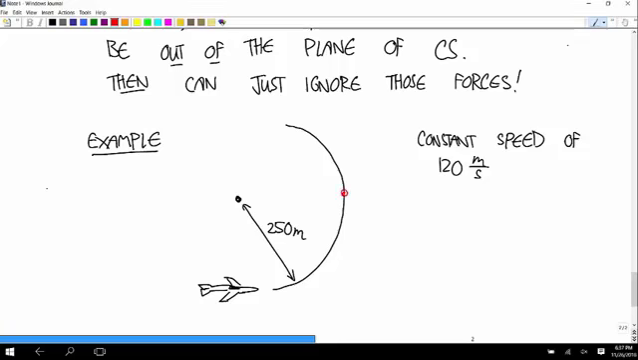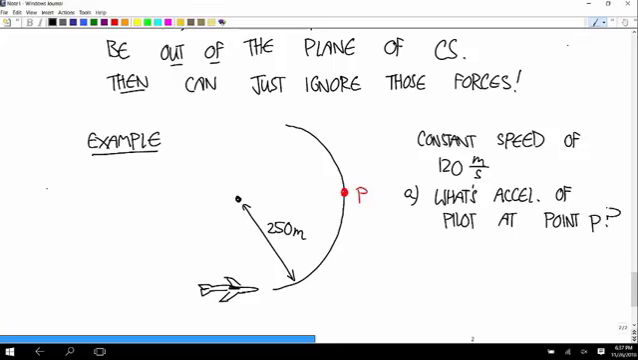And we want to know, what do we want to know? So first, what's the acceleration of the pilot at that, let's call that red point P. Well, the acceleration of everything in the plane is going to be the same.